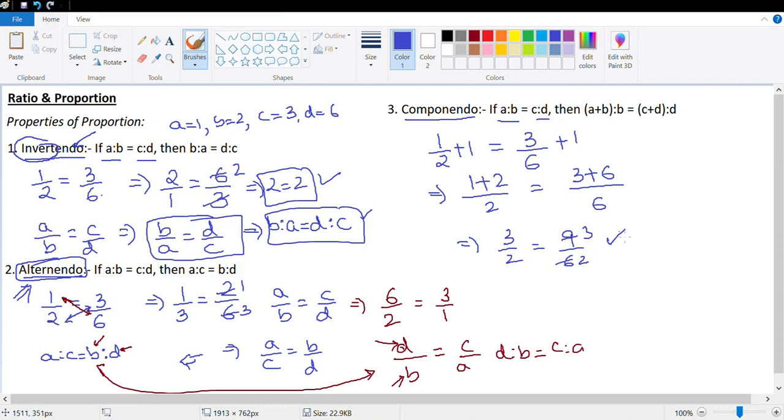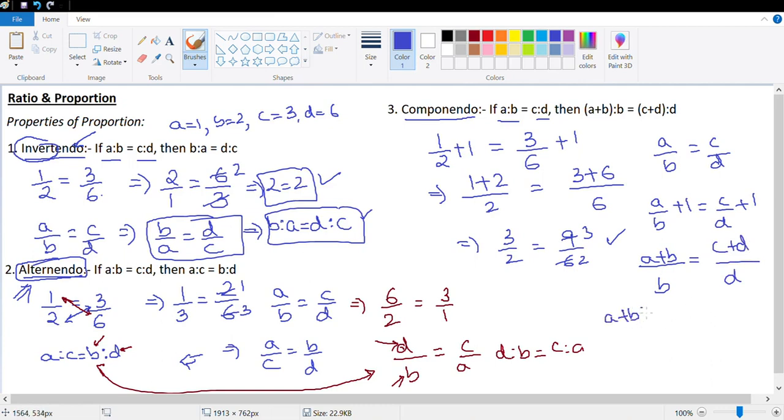Now what this means is if A upon B is equal to C upon D, if I add 1 to both the sides, which means A upon B plus 1 and C upon D plus 1, the LCM is B. In the numerator, I get A plus B. The denominator is D. In the numerator, I get C plus D. So this is componendo. A plus B is to B would be equal to C plus D is to D. Please remember this. This is one of the most important properties that we'll be using.